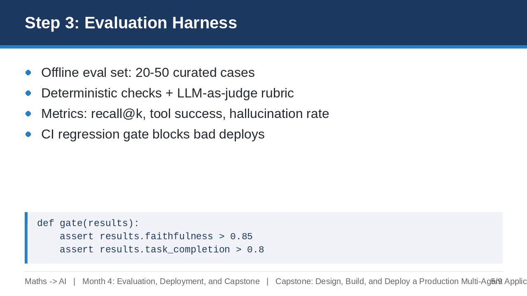Don't ship on vibes. Build evaluation before deployment. Curate 20 to 50 inputs with expected behaviors, and score them with deterministic checks plus an LLM judge rubric covering helpfulness, faithfulness, and format. Track component metrics like retrieval recall at K, tool call success rate, and hallucination rate. Then wire a regression gate into CI that runs the eval set and blocks the deploy if scores fall below your thresholds.